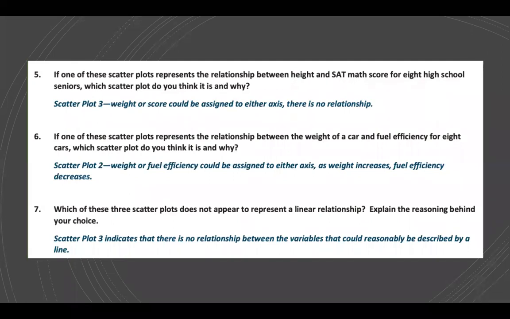So I will leave this up for a little so you can copy this down if you don't have these written down already. And again, if you have a different answer, as long as you're explaining why you put that answer, it's all right.